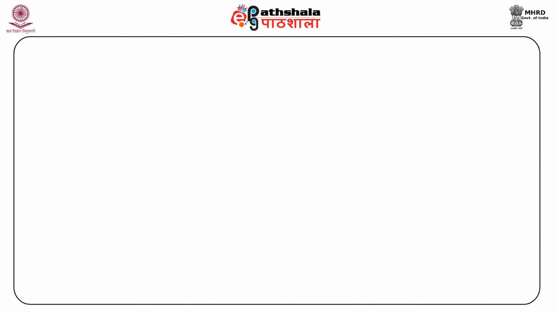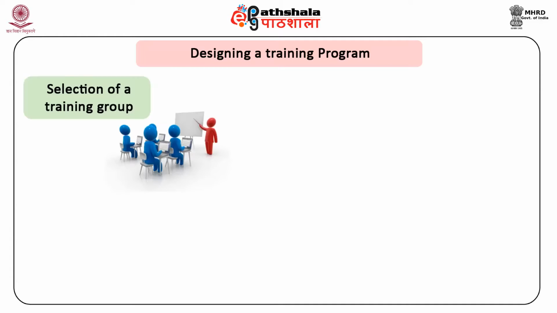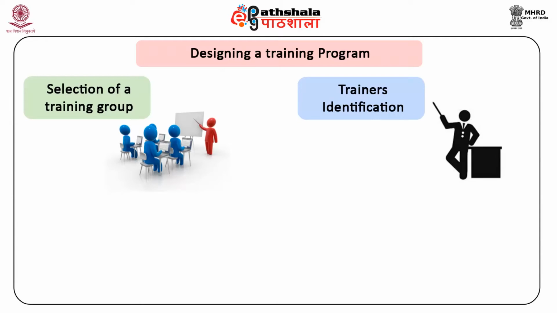Let us now discuss the matters that need to be considered for designing a training program. A training program requires decisions as to the following matters. Selection of a targeted group for giving an essential training is a preliminary task, that is, to whom the training is to be given. Trainers identification. The right kind of trainer's selection is very important.